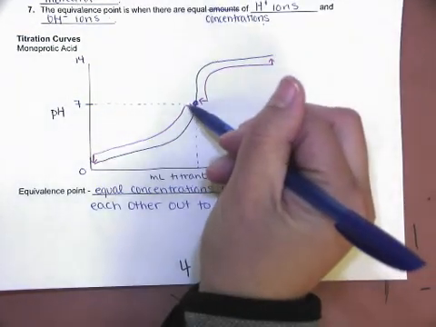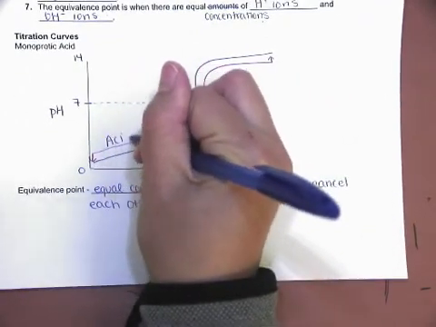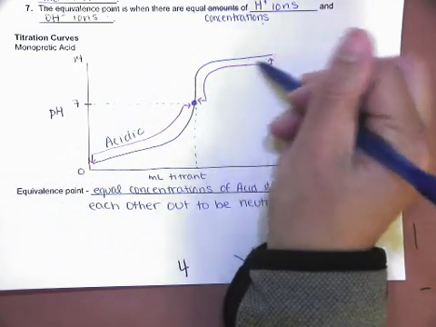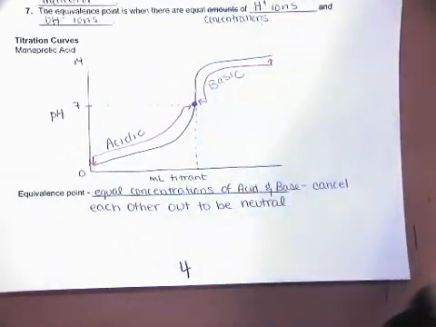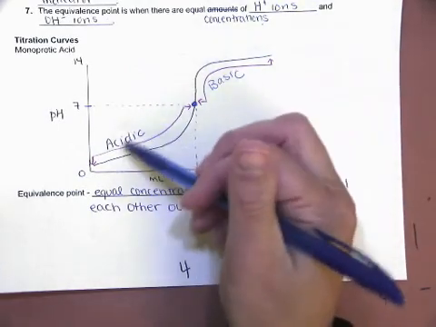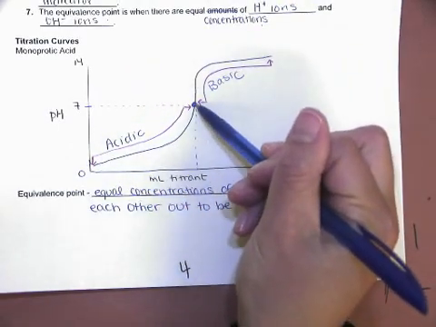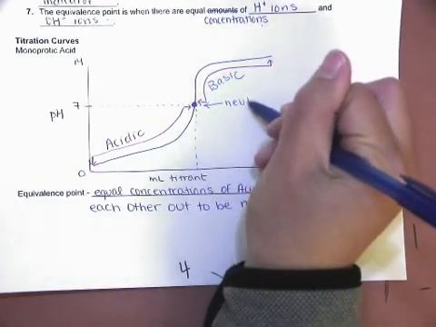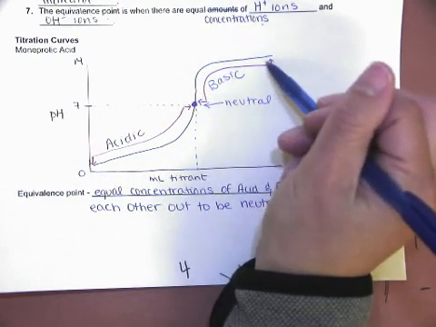Anything from just below 7 to 0 is going to be acidic. And any solution above 7 is going to be basic. So we can read on our graph that we still have an acidic solution until we've reached our equivalence point. At our equivalence point, we are neutral. And then after that point, we become a basic solution.